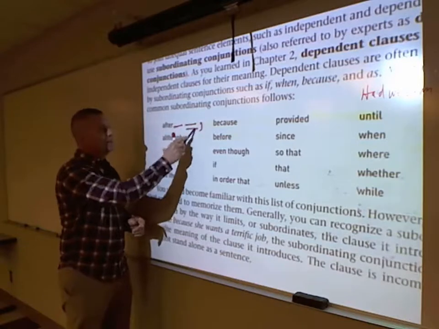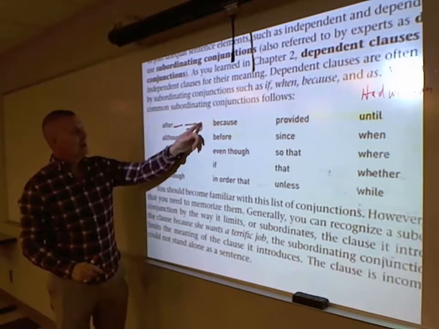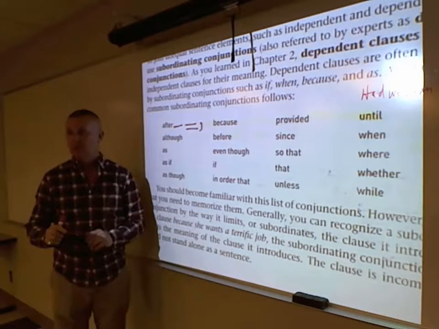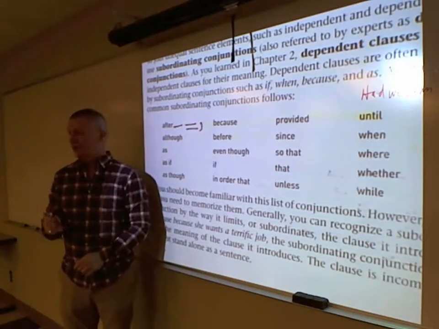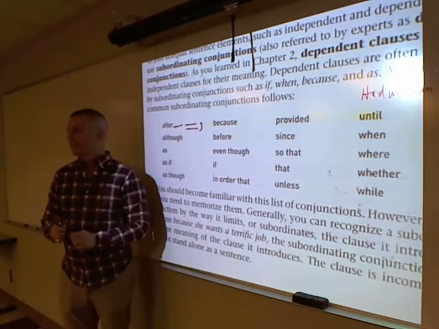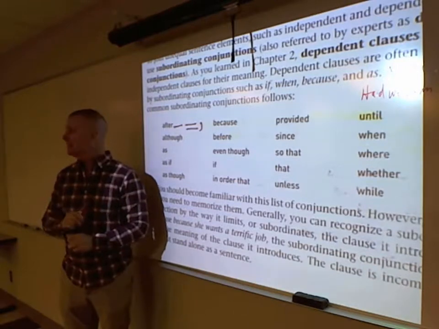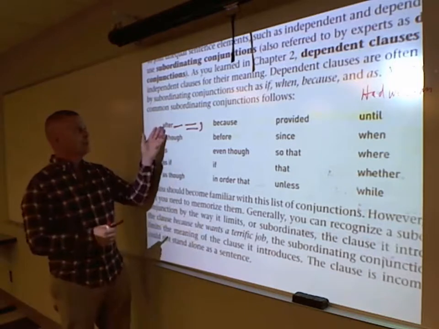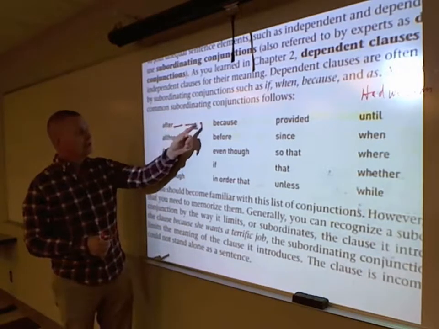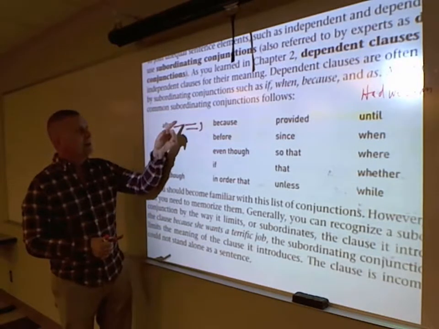After the bell had rung, comma, class immediately started. So it's just a complex sentence that begins with a dependent clause that's introductory, so that's why we have a comma to offset the dependent clause from the independent clause. After the bell had rung, comma, class began immediately.